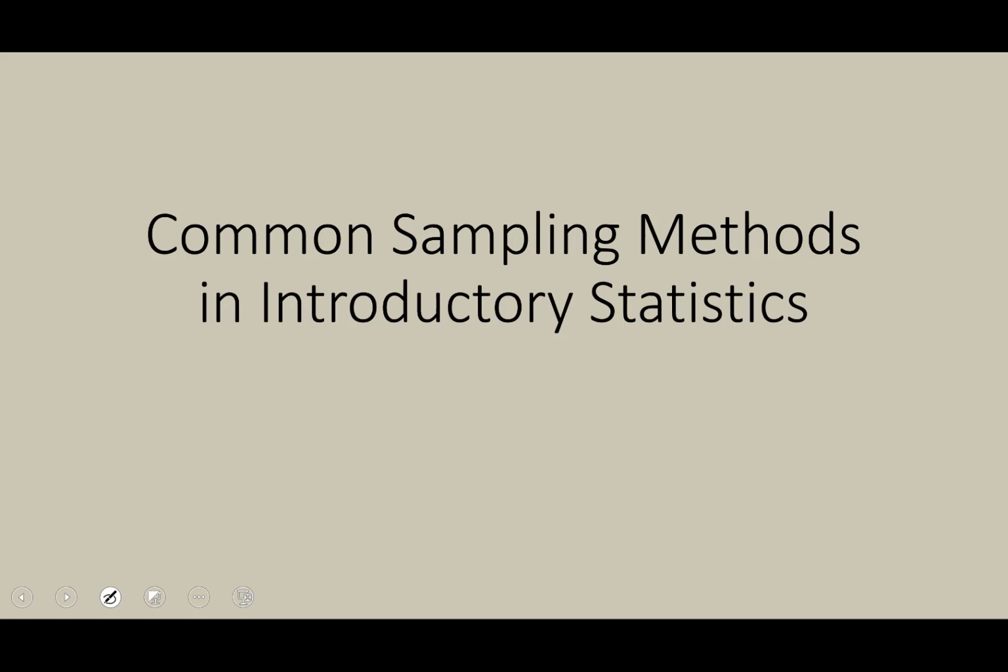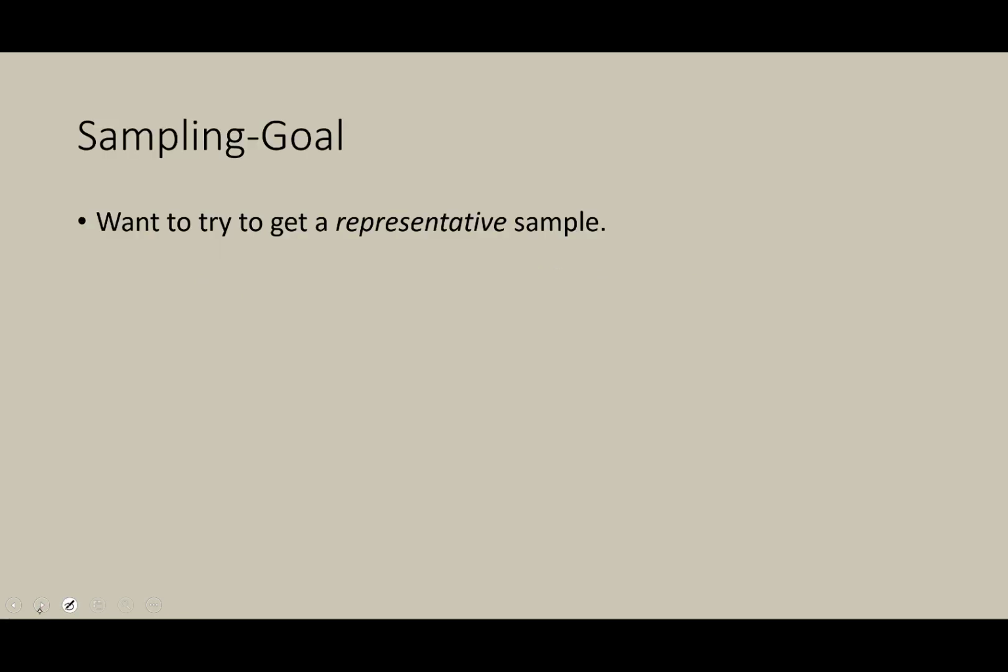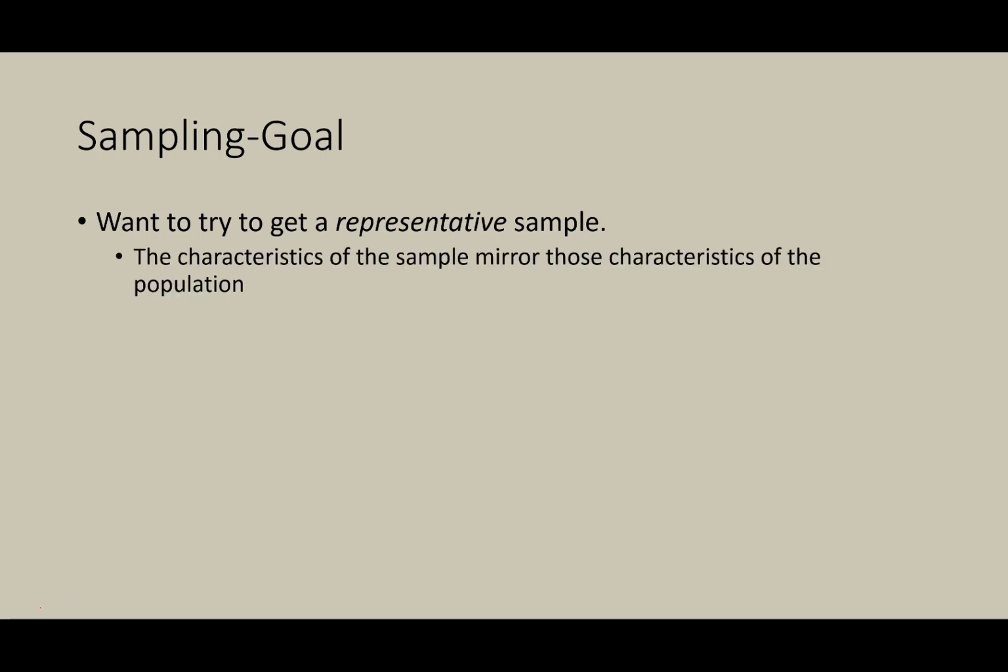Okay, we're going to take a quick look at some of the common sampling methods that are often used in an introductory statistics course. Now, before we look at the methods, we want to keep in mind that the goal of sampling is that we want to try to get a representative sample. So what this means is that the characteristics of the sample would mirror those characteristics of the population.